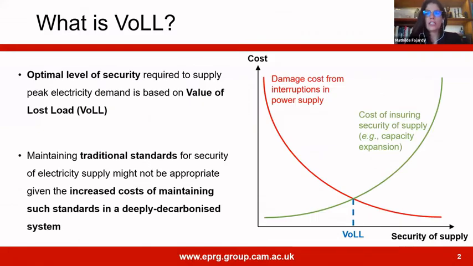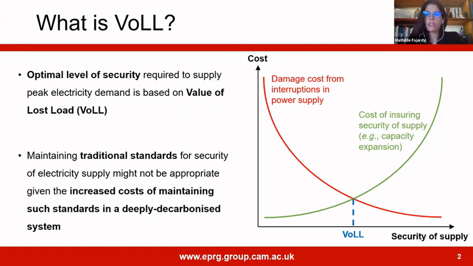So let's start with some definitions. When planning for future power systems, there are two costs to consider. You first have the cost of ensuring the security of electricity supply by building, for example, generation and transmission capacity. That's the green curve on the right, and that cost naturally increases with the level of security.